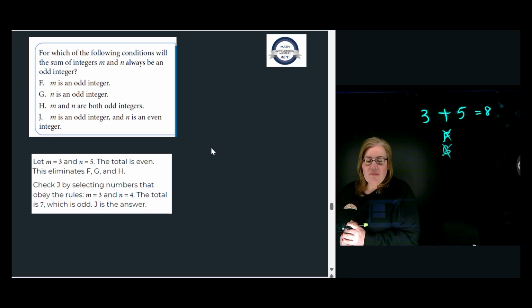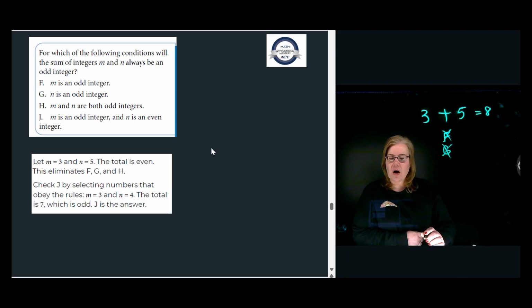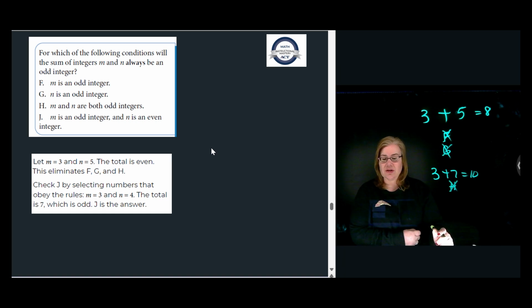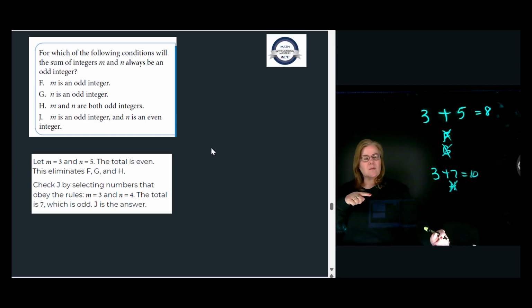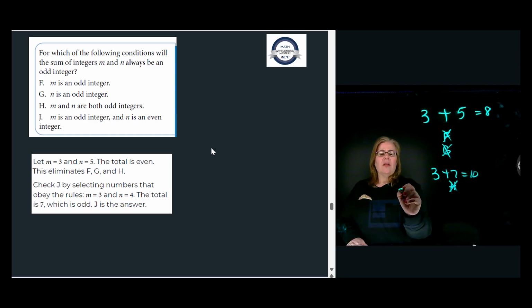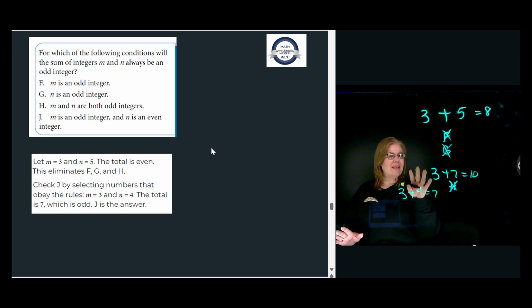H says both of them are odd. All right, so what if both of them were odd? 3 plus 7 equals 10. They're both odd, so that can't work. So I know that H cannot be my answer. But what about if one was odd and one was even? 3 plus 4 is 7. Okay, maybe that's a fluke. Let's look. 3 plus 6 is odd.